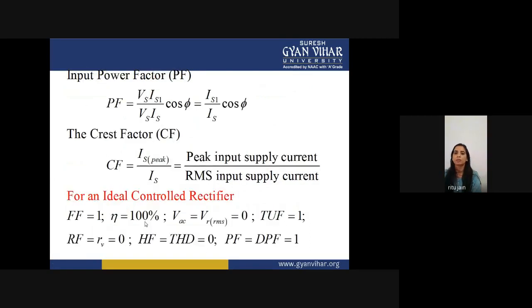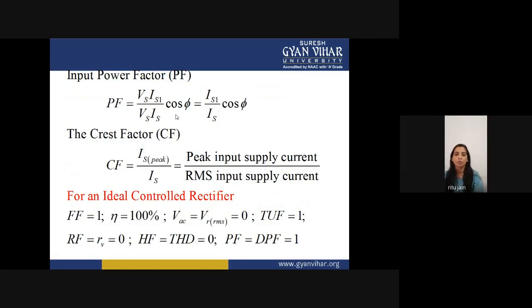So this is your input power factor. Power factor is equal to Vs Is1 cos phi upon Vs Is, which is equal to Is1 upon Is cos phi. The crest factor CF is equal to Is peak upon Is RMS, the peak input supply current upon the RMS input supply current. For an ideal controlled rectifier, these different components we have studied have some ideal values. If the controlled rectifier has these ideal values, it has very good performance.